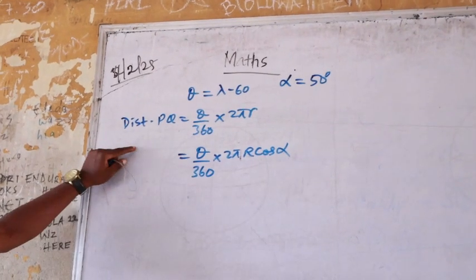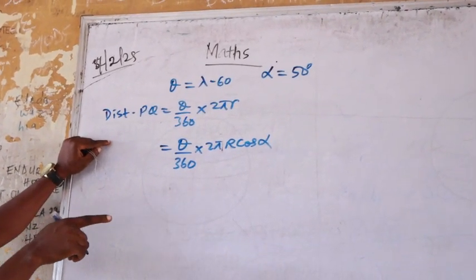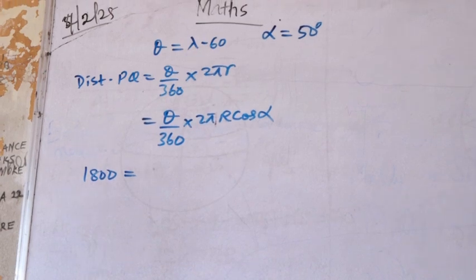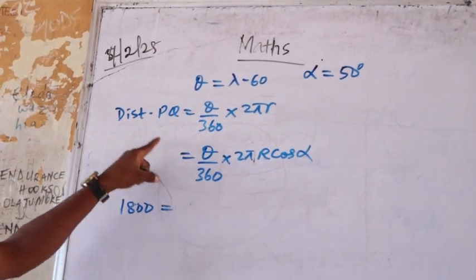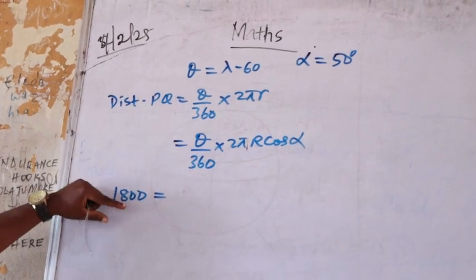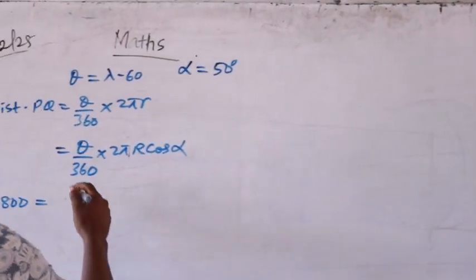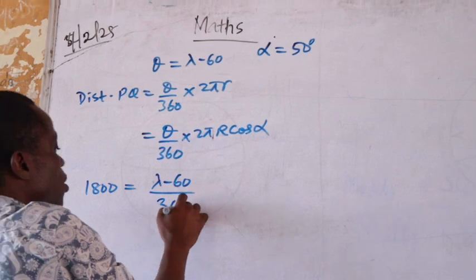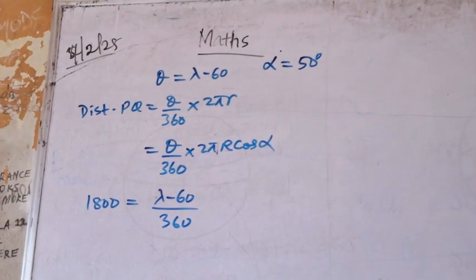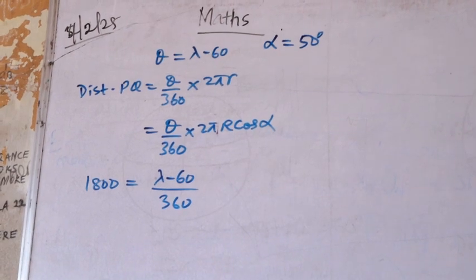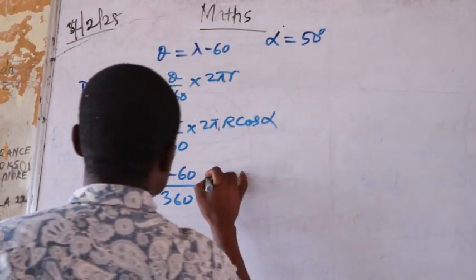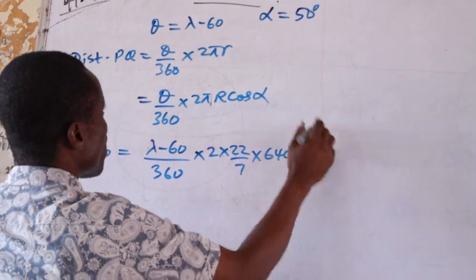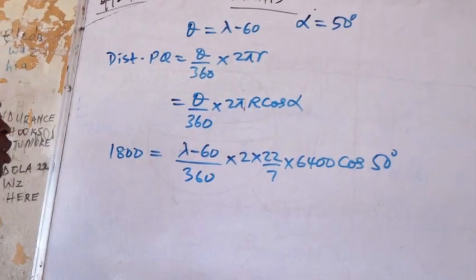Now, what is the distance PQ? It has been given to us there as what? 1,800. So you now put 1,800 here. That is why it is wrong for one to just state the formula as theta over 360 without writing distance is equal to. You can now see that this distance is 1,800. Angular difference is lambda minus 16 all over 360 times 2 times what is given as pi in the question, 22 over 7, times 6,400 cos alpha. Alpha is 50. So this is how to do this.